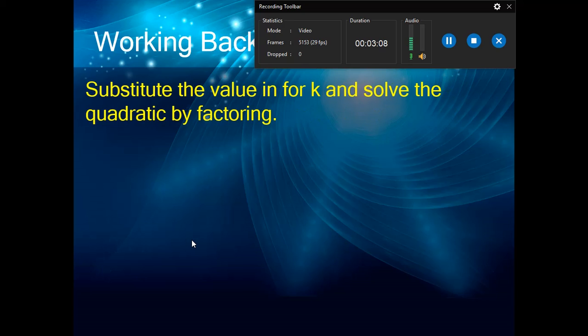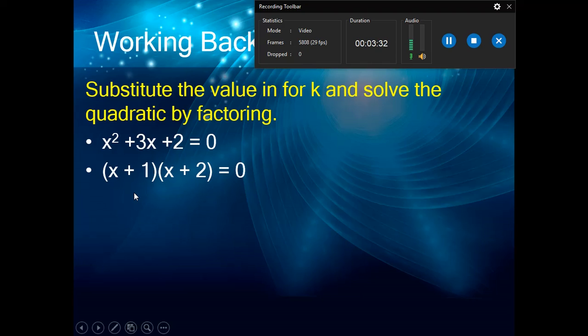We're going to place the value of 2 in for k, and then solve the quadratic the way we've been doing it for the last couple days. So there's 2 in place of k. I don't have a greatest common factor to remove from this trinomial. So what I want to do is find factors that will multiply to 2 and add up to 3. And we only have one set that will work, and that's +1 and +2. So there's my 2 binomial factors set equal to 0. And then we're going to set each binomial by itself equal to 0.